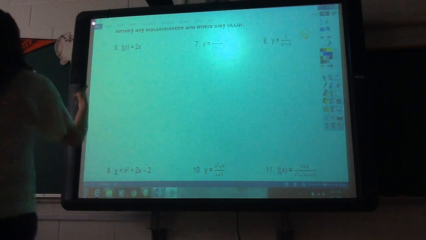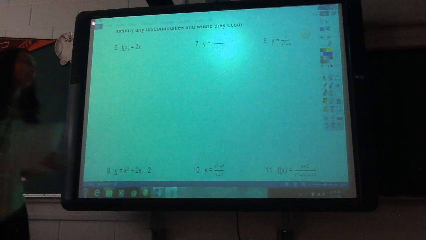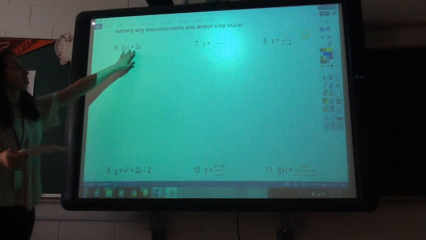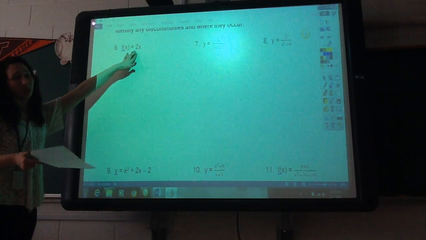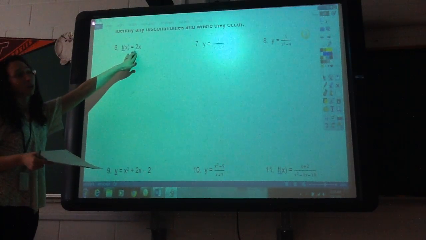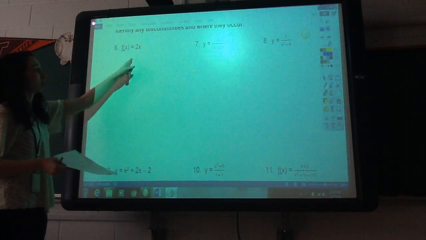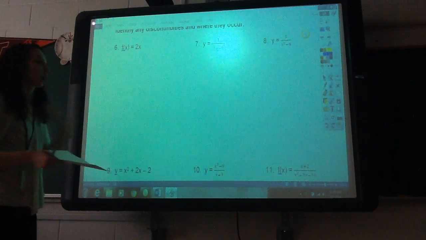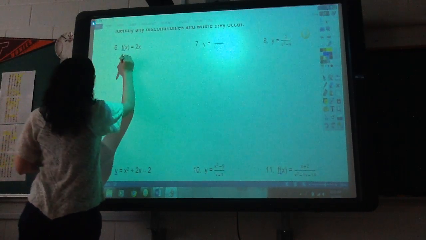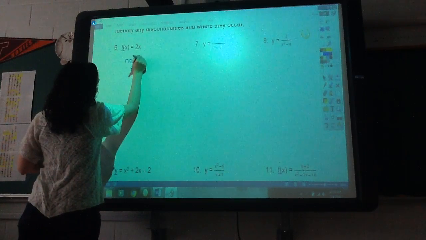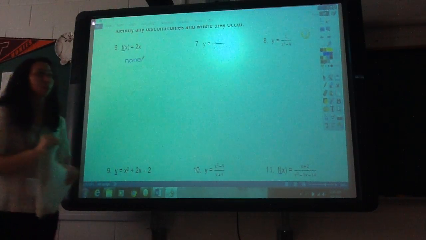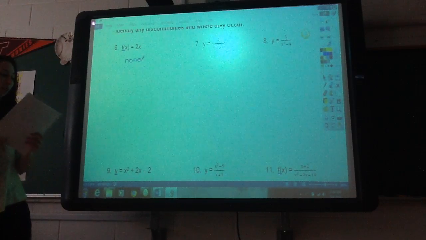So, for number 6, identify any discontinuities and where they occur. What you guys should realize with number 6 is that's just a straight line. It's the line y equals 2x, so it's a nice line that kind of goes like this. You go up 2 over 1, up 2 over 1. There's absolutely nothing wrong with this line, and therefore it's going to have no discontinuities. So none is what type of discontinuities that one has.